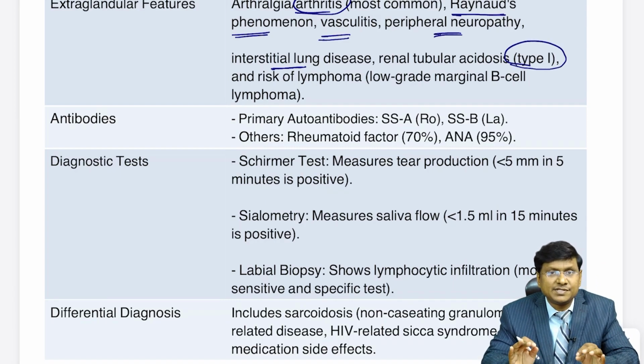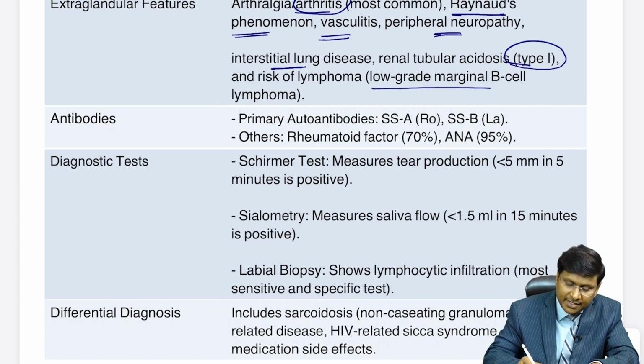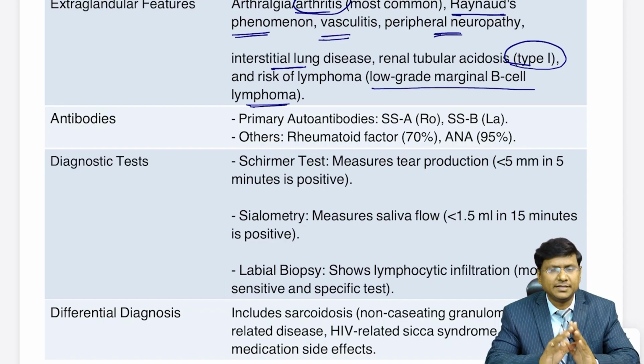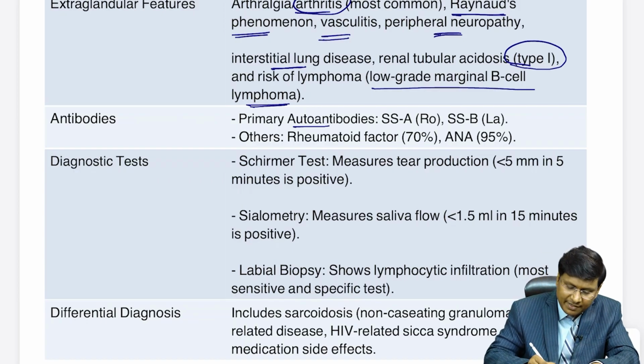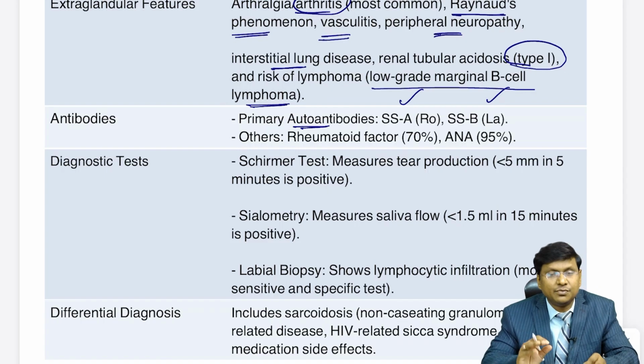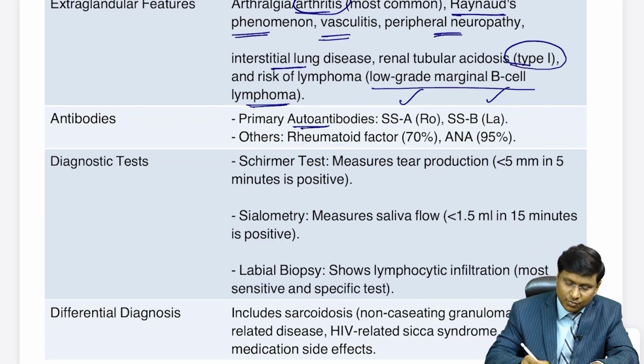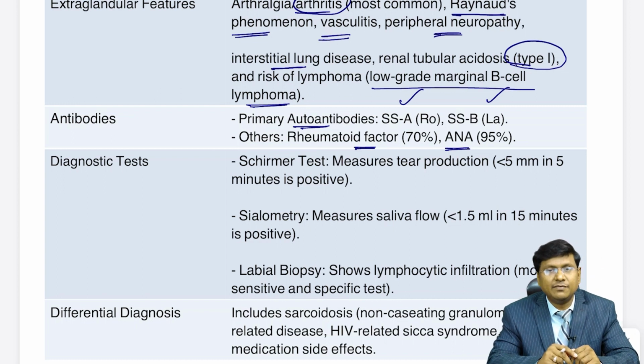And these patients with Sjögren's syndrome are at increased risk of development of lymphoma, that is low grade marginal B cell lymphoma. So this will be the extraglandular involvement. Coming to the autoantibodies, the primary autoantibodies will be anti-Ro and anti-La, which is nothing but SSA as well as SSB. Now, apart from these two antibodies, even if you have an association with other connective tissue disorder or other autoimmune disorder, these patients will also have rheumatoid factor as well as antinuclear antibody positive.